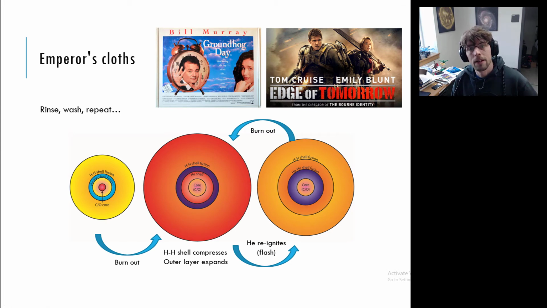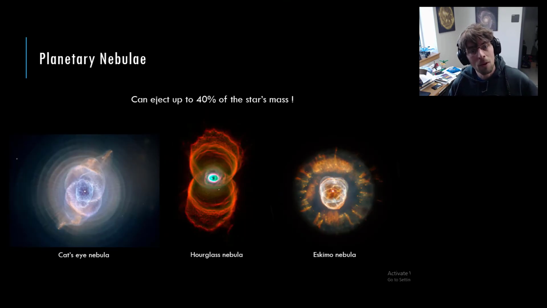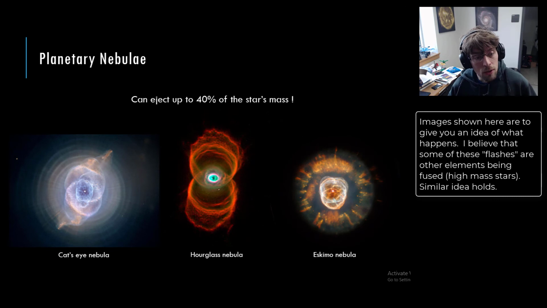Okay. Now let's go ahead and look at some pretty pictures. You're like 8 weeks in, we finally get to look at some pretty pictures. And this is where the title on my slide comes in. I say the Emperor's Clothes. What will happen during this helium flash process is you are slowly stripping away layers of the star, which gives you something like this. You have the Cat's Eye Nebula, Hourglass Nebula, Eskimo Nebula. What you're looking at are various stars undergoing this helium flash process.